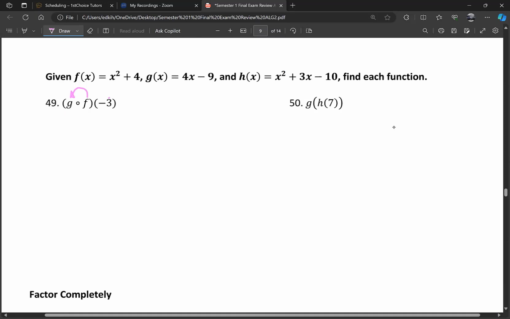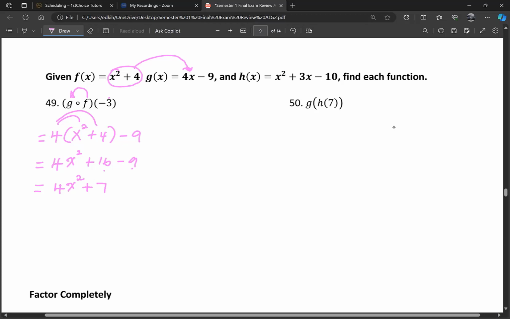So let's take the function f, this guy here. Take f, and we're dumping it into g, where there's an x right there. So we'll have 4, open parenthesis, x squared plus 4, minus 9. This is part 1. Okay, so then let's simplify it. 4x squared plus 16 minus 9. That comes from me distributing this 4. And then we can simplify this further, because the 16 and the 9 are like terms. We end up having 4x squared plus 7.